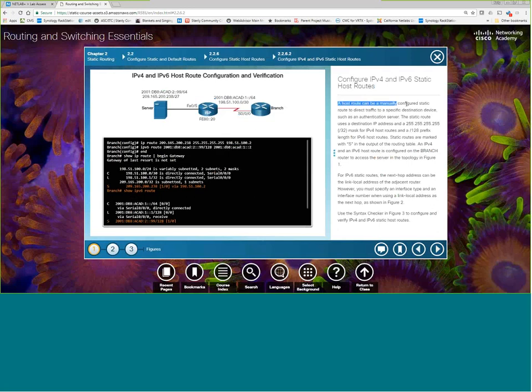You can also do it this way. It can be a static route to a specific destination device, such as an authentication server, and you just do a static route that is to a /32 mask. So if you're saying any traffic from here to go to here, you can actually make all traffic here go there. Could be used for something like an authentication server via a wireless LAN controller.